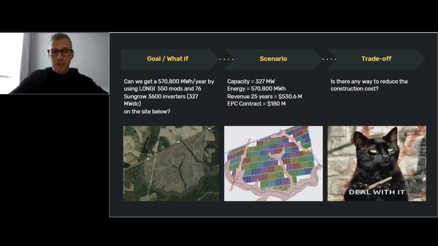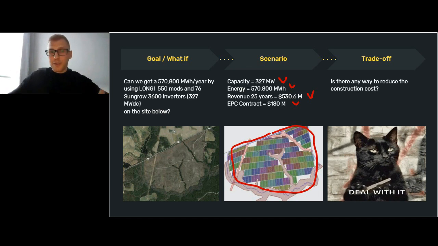Here's what we got. This is our layout. It has this capacity, this energy. Revenue over 25 years will be around 530 million. And EPC contract cost will be around 180 million. So again, all those numbers are fake, but still I keep them here in order to have more realistic examples.